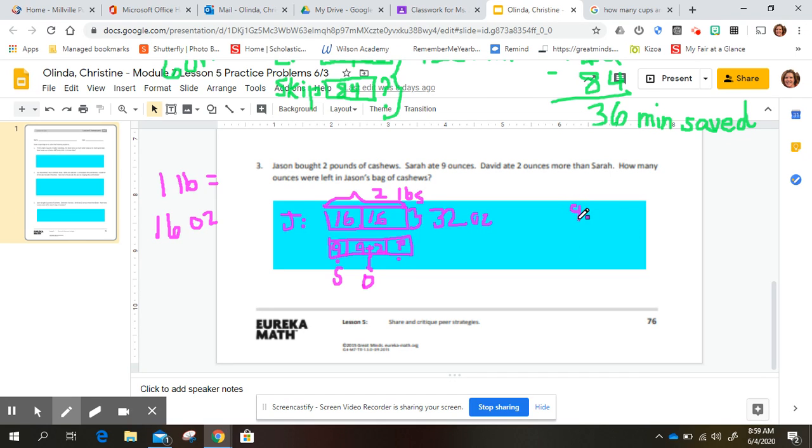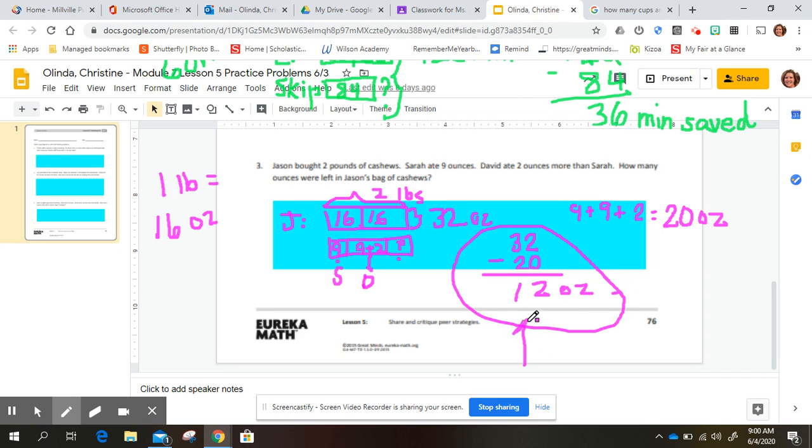So I'm adding Sarah and David's. 9 plus 9 plus 2 is 18 plus 2 is 20. So together, Sarah and David ate 20 ounces. But Jason had 32. So to find the difference, what number would go here? I need to subtract 32 ounces minus 20 ounces. So how many ounces were left in Jason's bag of cashews? The answer would be 12 ounces. All right, make sure you type that in there, and I hope that helps.